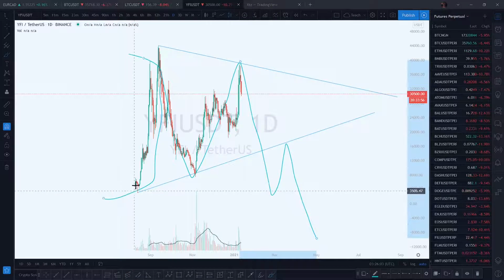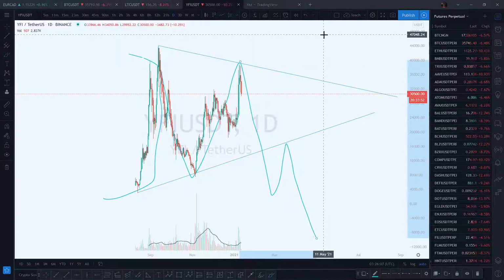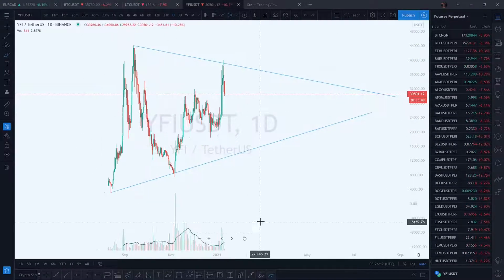But because we have this first move as a bullish move, I expect an overall bullish reaction from this. Let me give you a quick example of some other patterns.